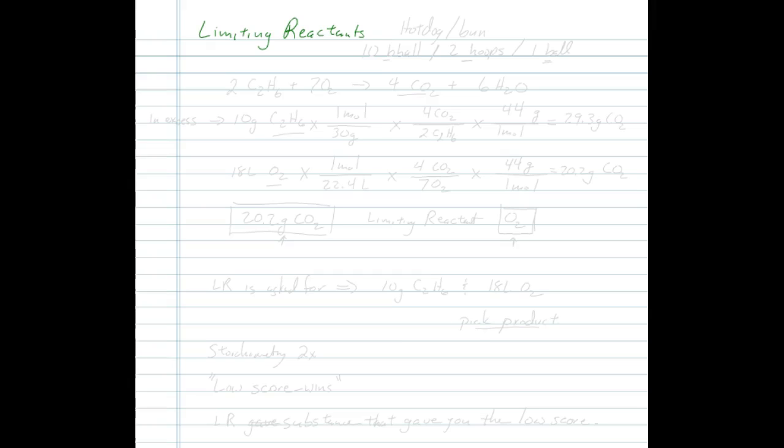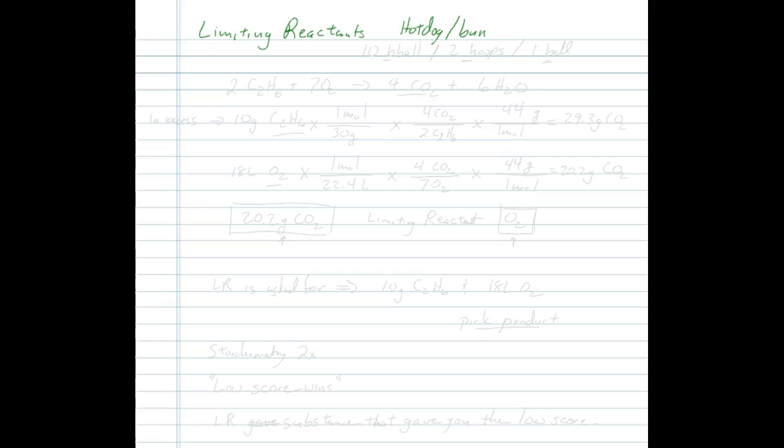Concept of limiting reactants: the book does the hot dog bun. Hot dogs come in packages of 10, buns come in 8. They're not a 1-to-1 ratio, so you run out of buns first. So the bun would be the limiting reactant. The hot dog would be what is called in excess because there's more of it.